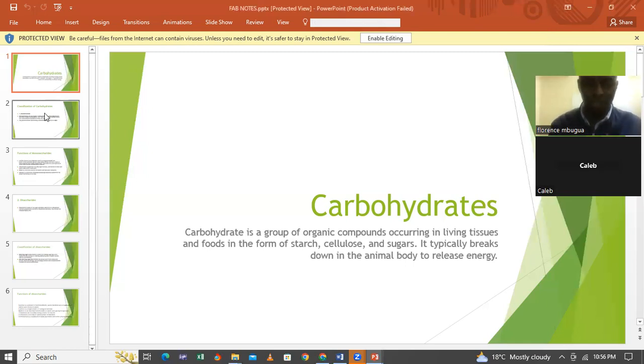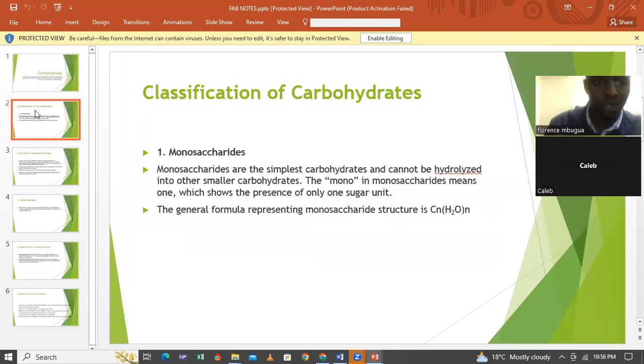Carbohydrates is a group of organic compounds that are occurring in living tissues and foods in the form of starch, cellulose, and sugars. This is typically broken down to release energy, and that is the energy that the body will use. So now, since we defined carbohydrates, we shall look at the classification.